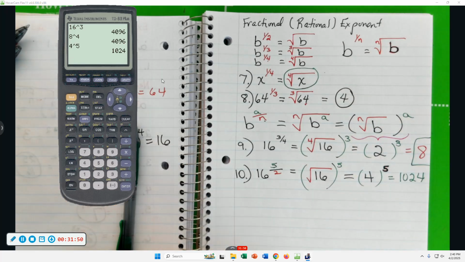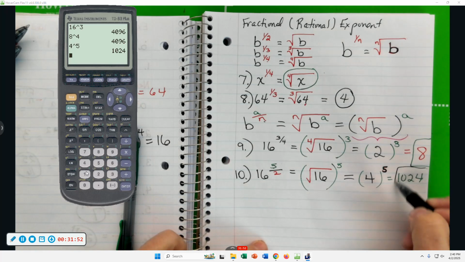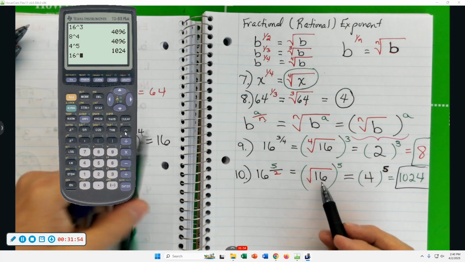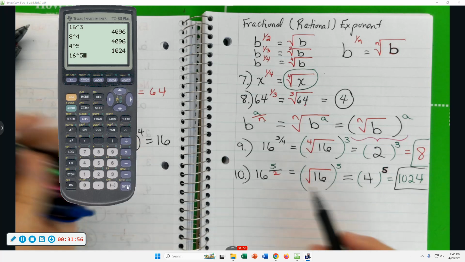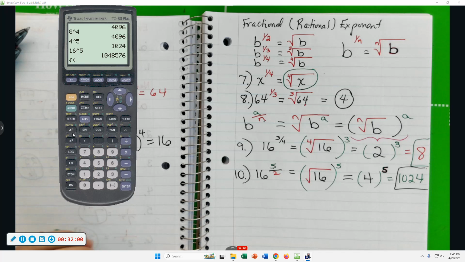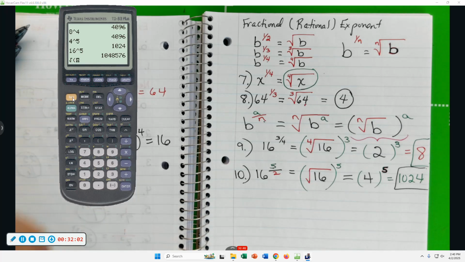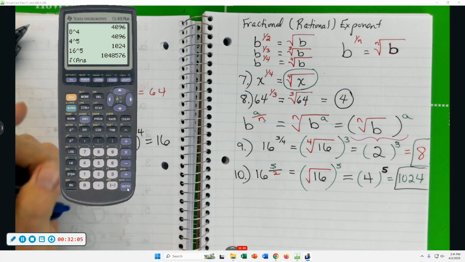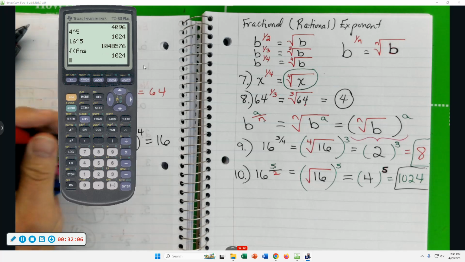But once again, if you'd put that 5 on the 16 to the 5th, that would have been a huge number to work with, and then take the square root of that answer. Any questions there? Oh, let me type it in.